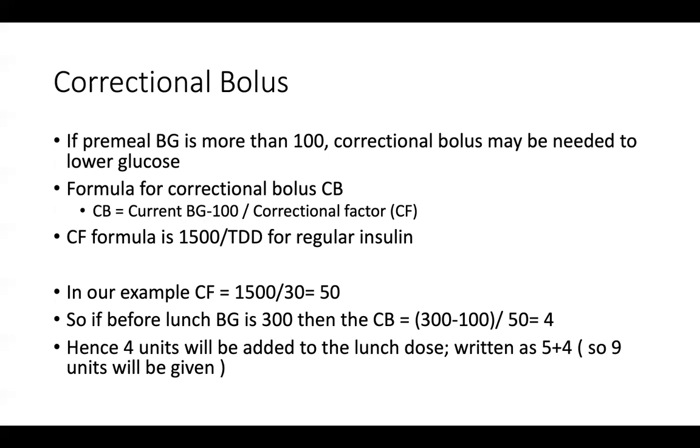In our example, we are using 30 units as the total daily dose. So the correction factor is 1500 divided by 30, which comes out to be 50. If the before-lunch blood glucose is 300, let's say, then the correctional bolus will be 300 minus 100, that is the target, so 200 divided by 50, the correction factor, equals 4 units. Therefore, 4 units will be added to the lunch dose, and the lunch dose will be written as 5 plus 4. So a total of 9 units will be given before lunch.